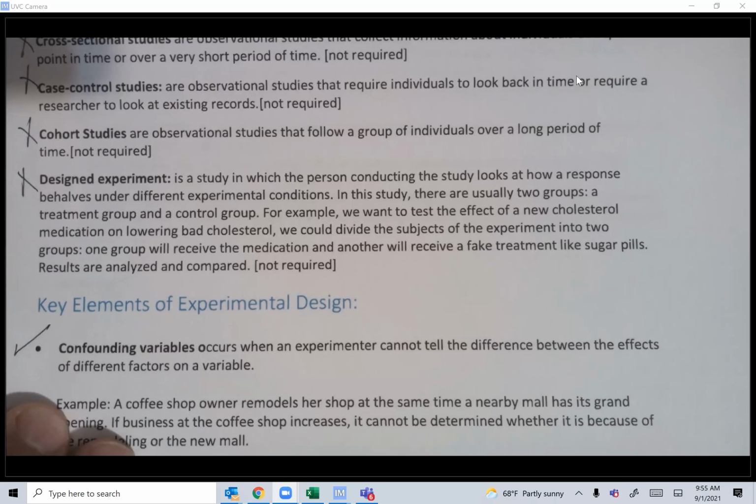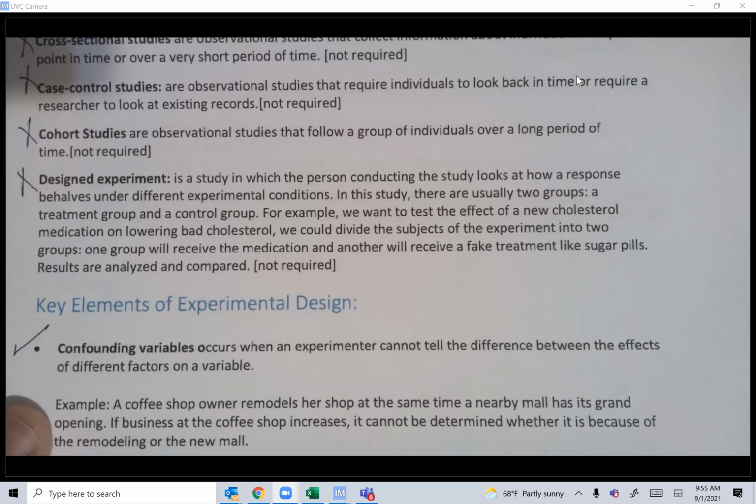So a confounding variable is a factor, guys, that pops in without you being aware of it and can affect the results of your study. And it's something sometimes you cannot control. You cannot control whether this mall is going to open or not in the area. For the coffee shop owner, it's a good thing, but sometimes it does cause more harm than good in some situations.